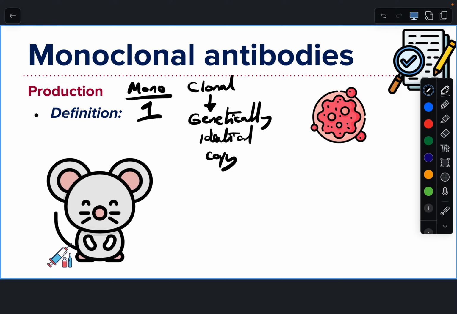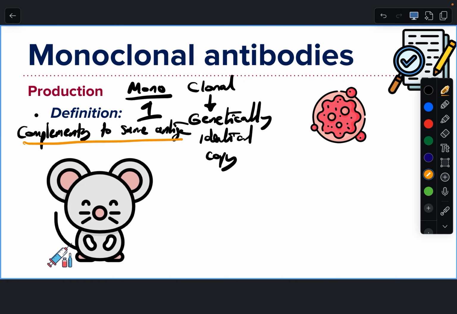So clones of the same antibody, which means they all have the same shape. They are all complementary to the same antigen. So that's what it means. Okay, so that's our definition in terms of a monoclonal antibody. And they are produced by lymphocytes, as we said here. So we're now going to talk about the artificial production of monoclonal antibodies.